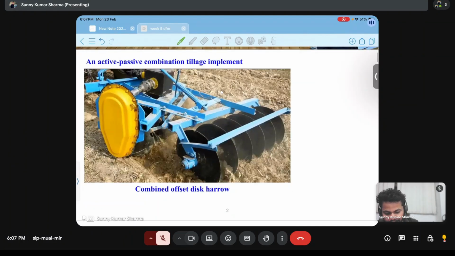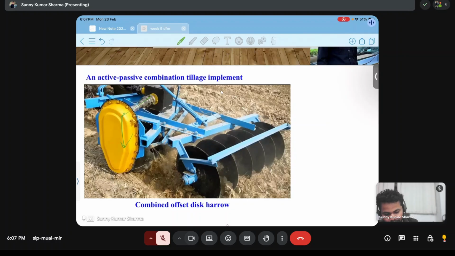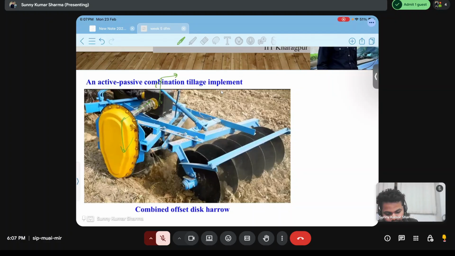Here the front gang is getting power from PTO.